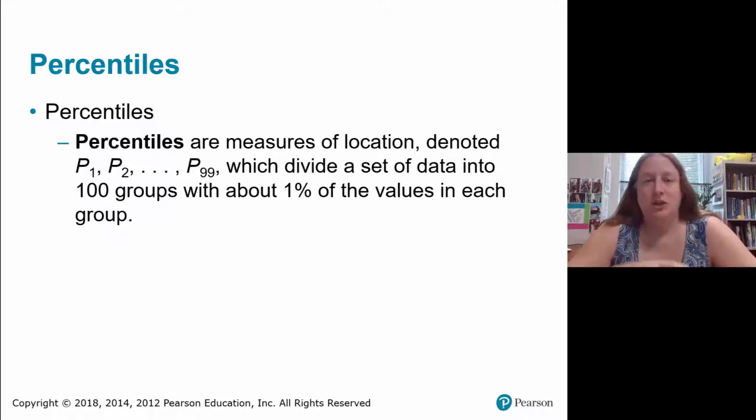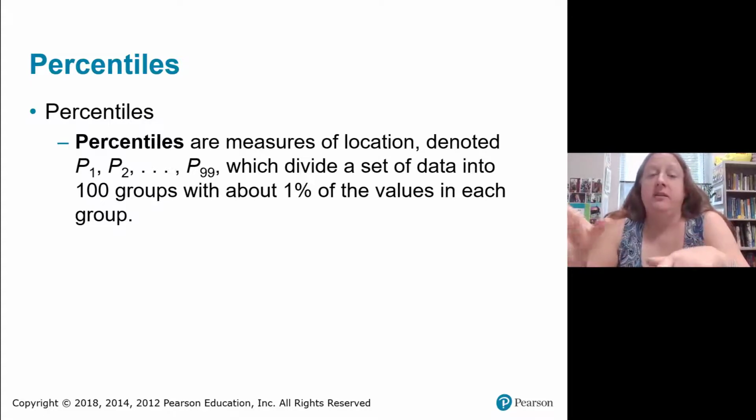Another measure that we use sometimes is called percentiles. Percentiles are used to tell us where in the data a value is located. What it does is it takes all of the data and breaks it up into 100 groups, and each one of those groups has about 1% of the values in it, and the percentile tells us which one of those groups it falls in.